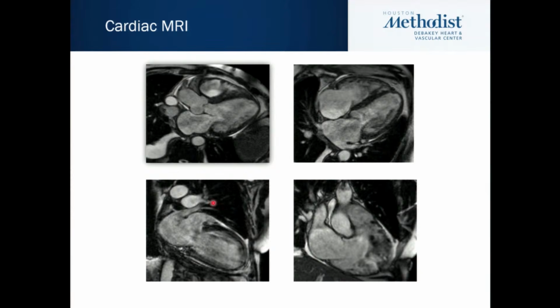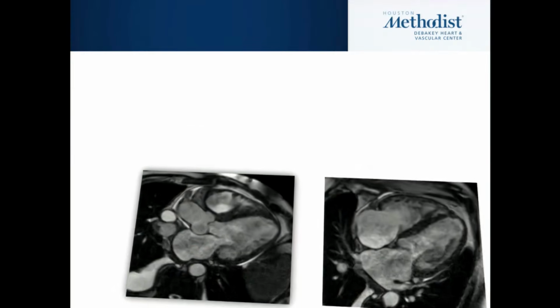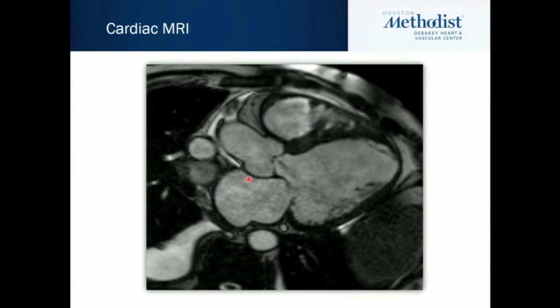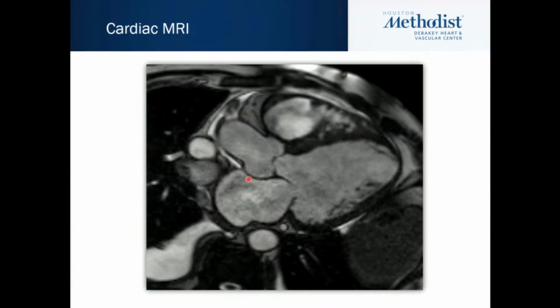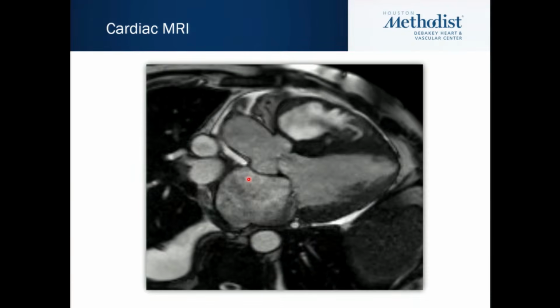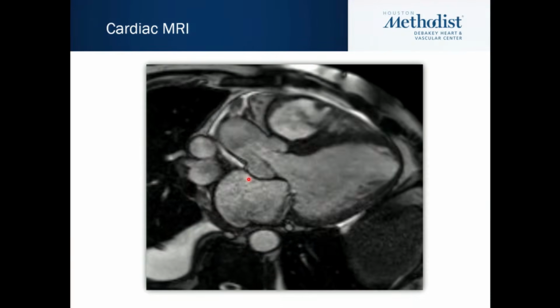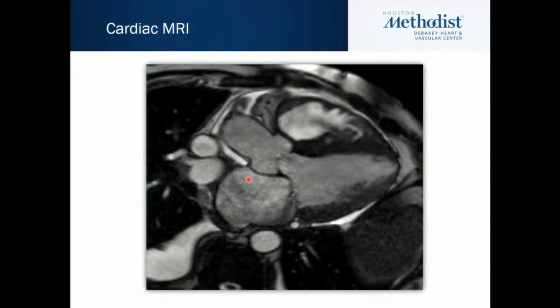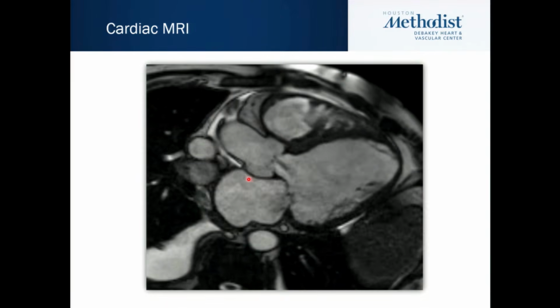Right off the bat, we see that the patient has a signal void in the left atrium, a very eccentric jet that is suggestive of a significant mitral regurgitation. And there's also signal void in the LVOT that is suggestive of aortic regurgitation.